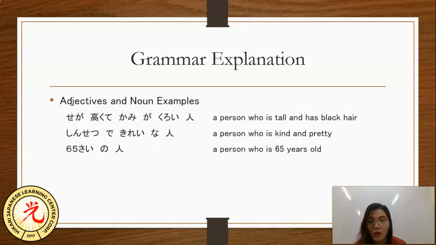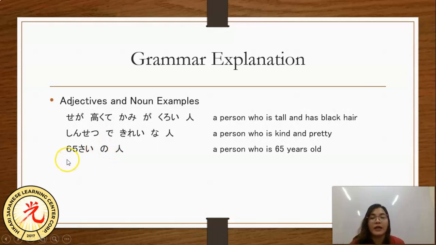65歳の人. 60歳の人. Okay, so that is how we modify adjectives and noun examples. So as you can see, if it's i-adjective, sumusunod lang siya. Nananatili lang siya kung ano yung kasunod niya. While in the na-adjective, nilalagyan natin si na, just like the second example. Shinsetsu de kirei na hito. Okay? While on the noun, as I said, kung noun siya, lalagyan natin si no.